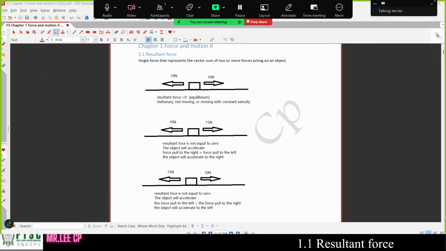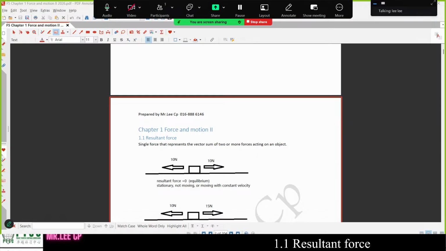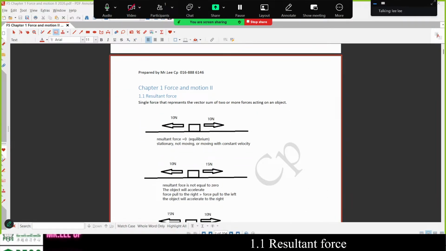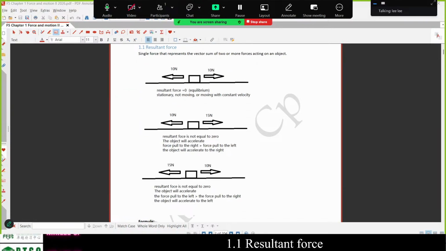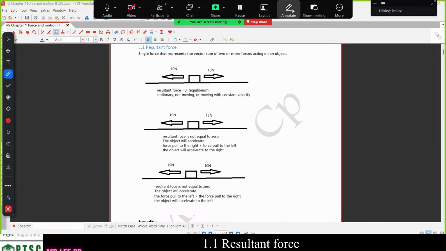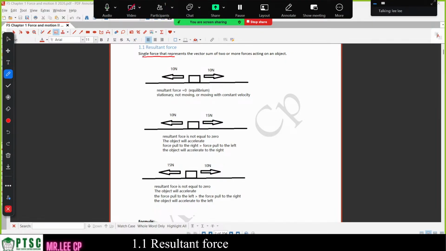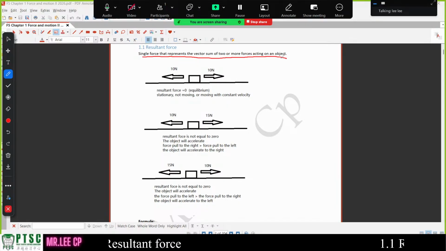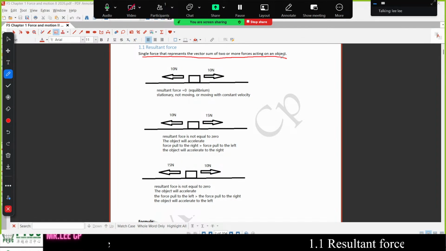Alright, so let's start. We go for Chapter 1, Forces and Motion 2, 1.1 Resultant Force. You need to know what resultant force is by memorizing the definition. A single force that represents the vector sum of two or more forces acting on the object. So not only one, it can be 2 or 3, but the outcome is just one single force that represents the many forces acting on the object. This is called resultant force.